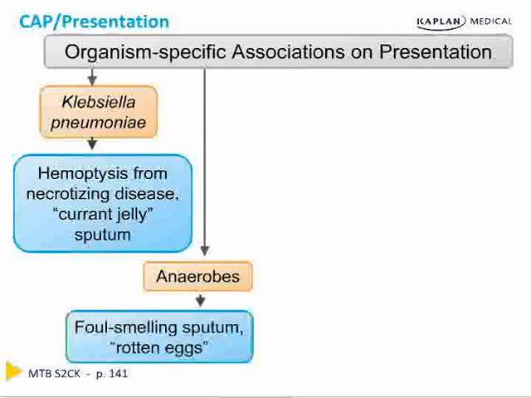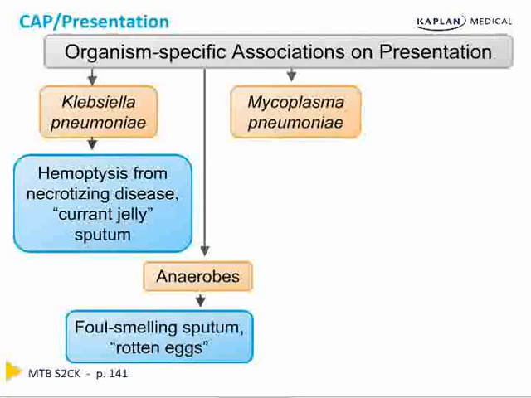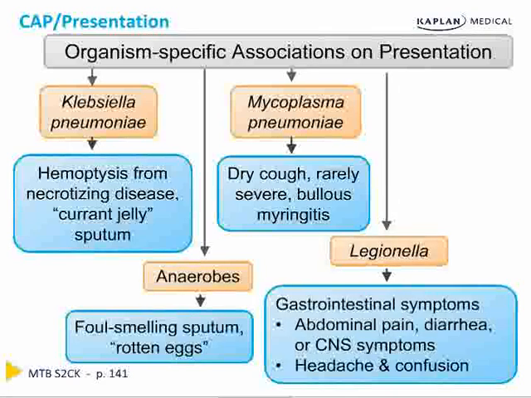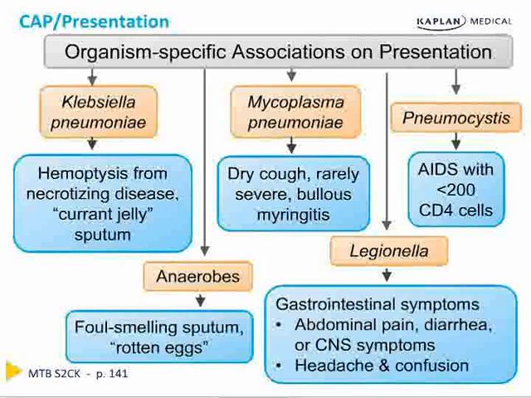Anaerobic bacteria usually result in extremely foul-smelling sputum, sometimes given the scent of rotten eggs. Mycoplasma pneumonia usually results in a dry cough and very rarely a severe bullous meningitis. Legionella pneumonia, as we've already mentioned, sometimes has gastrointestinal symptoms such as pain, diarrhea, or even some CNS symptoms such as headache or confusion. Lastly, pneumocystis pneumonia is usually seen in patients with AIDS with a CD4 count less than 200.